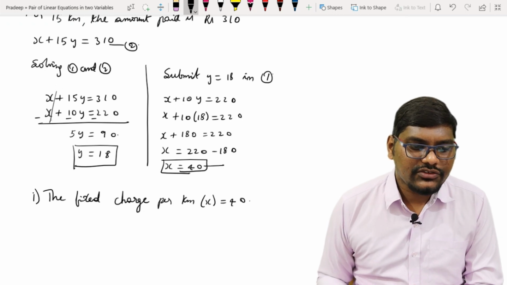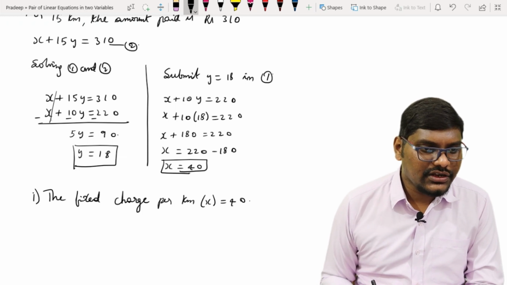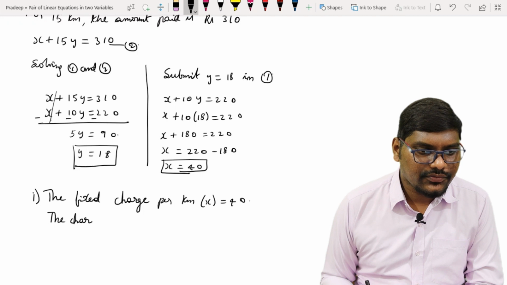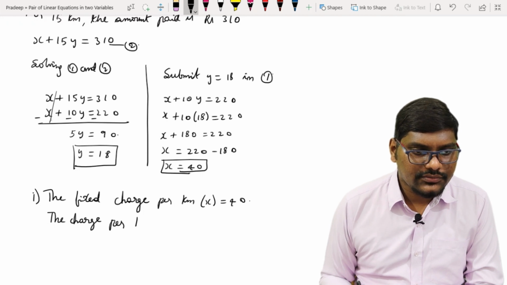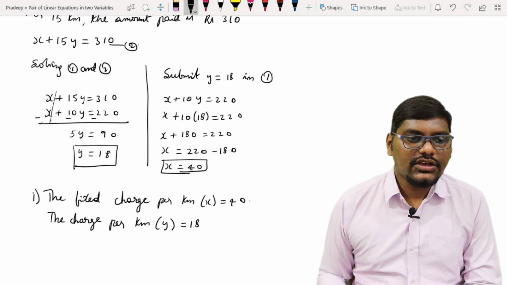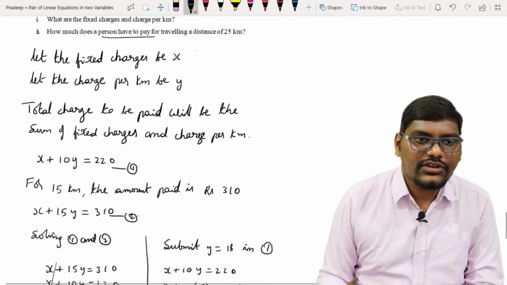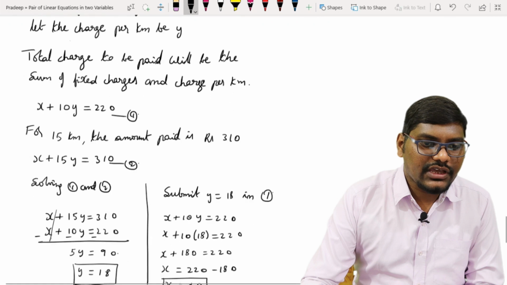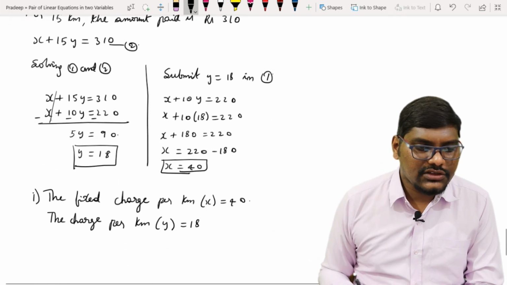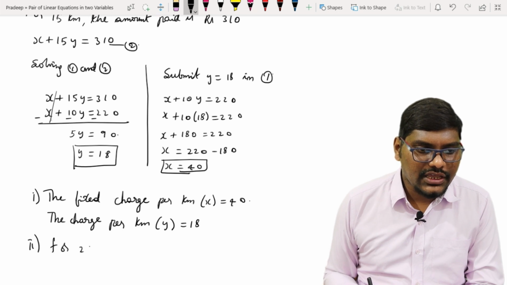So that was the fixed charge, and the charge per kilometer is how much? It was 18. So I can write the charge per kilometer, which we have taken as y, we were getting as 18. The second thing, they also asked two questions here. How much does a person have to pay if they travel for 25 kilometers? So that second thing also we'll find out.